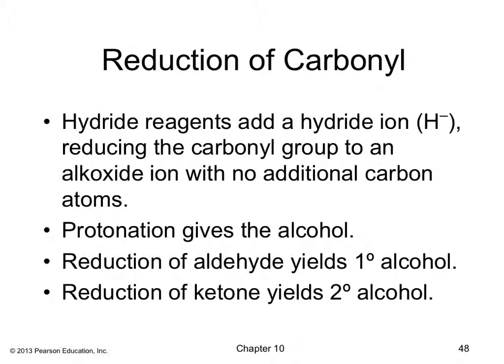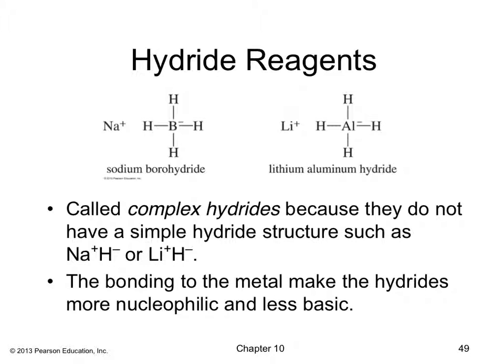Reduction of carbonyl. So the hydride reagents, where I add H-, hydrides, reduce carbonyl groups to form an alkoxide ion with no additional carbon atoms. Protonation then gives the alcohol, so reduction of aldehydes usually gives primary alcohols, reduction of ketones, secondary.